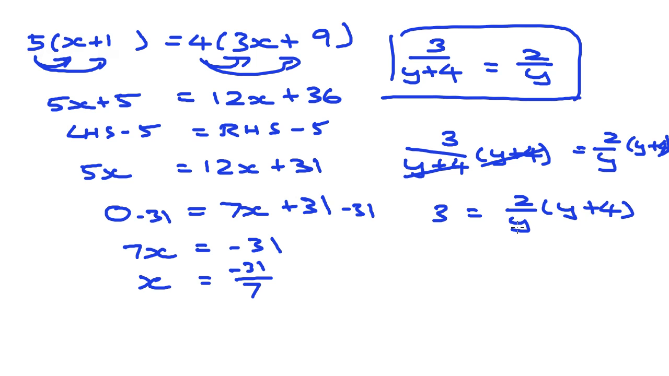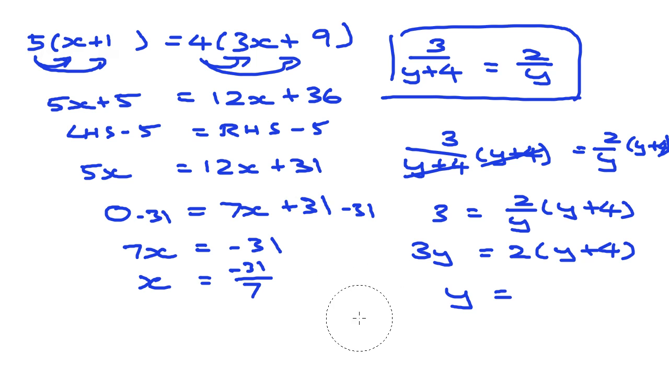So we still have a denominator which we want to get rid of, so we multiply both sides by y again. So you get 3y equals 2 bracket y plus 4, and then you can expand it, and then you can find the answer of y, right? So these are two of the cases.